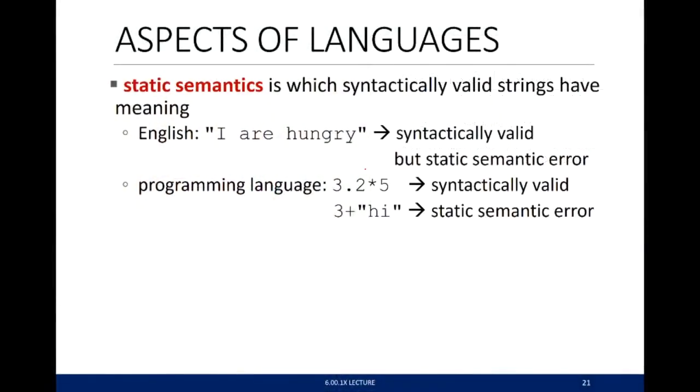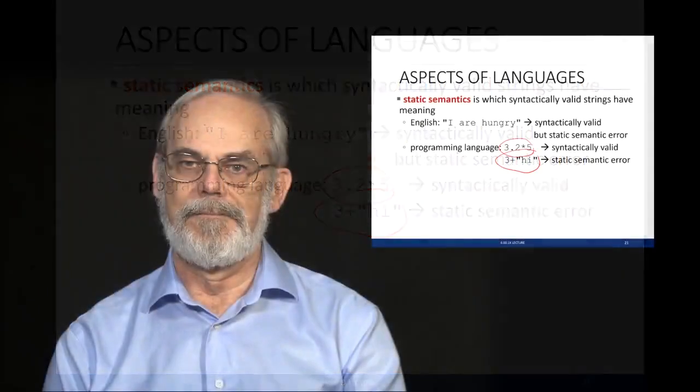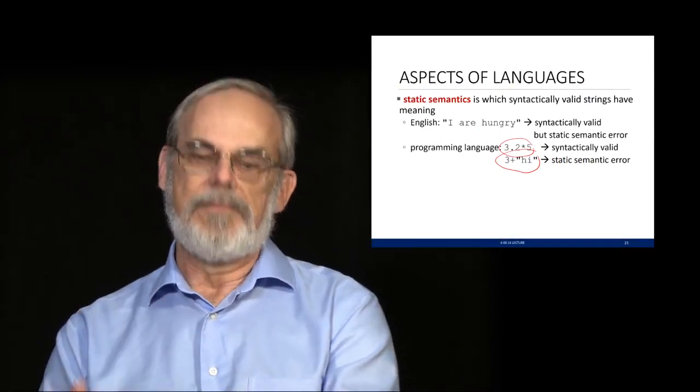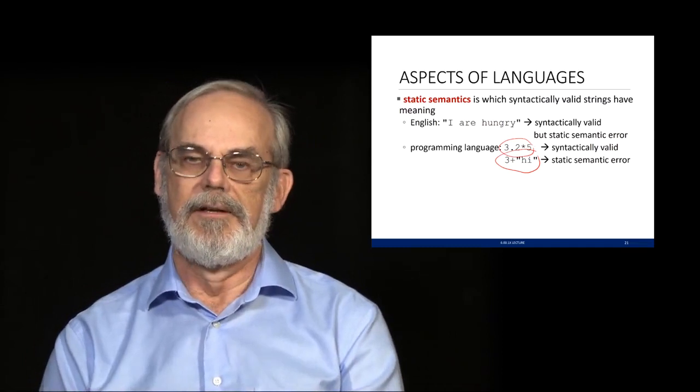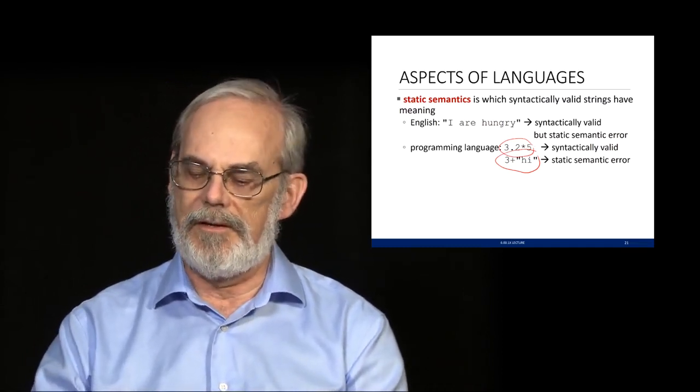Same thing happens in a programming language. The first expression, 3.2 times 5, is syntactically valid. The second one, 3 plus the string "hi", is syntactically valid. It is a primitive, an operator, and a primitive. But semantically, it doesn't make sense. I can't add a number and a string together. So we have to distinguish things that are not statically semantically valid, because they're not going to be expressions we want to try and assign a meaning to.